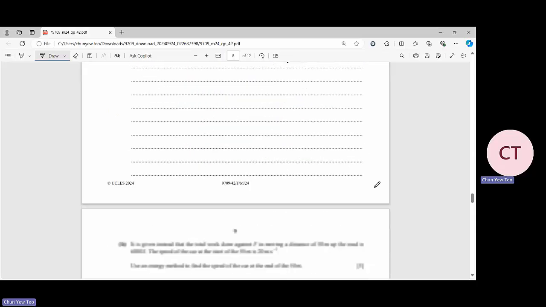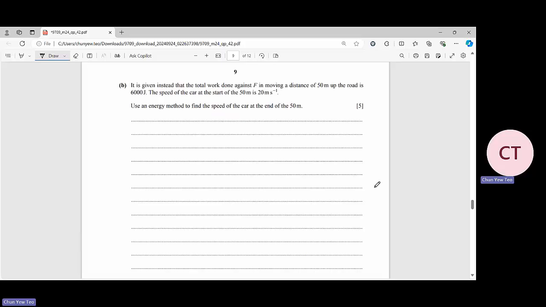Okay, now we move on. Question number 6B. It is given instead that the total work done against F moving up a distance of 50 meter up the road is 6,000 joule. The speed of the car at the start of the 50 meter is 20 meter per second. Use the energy method to find the speed of the car at the end of the 50 meter.